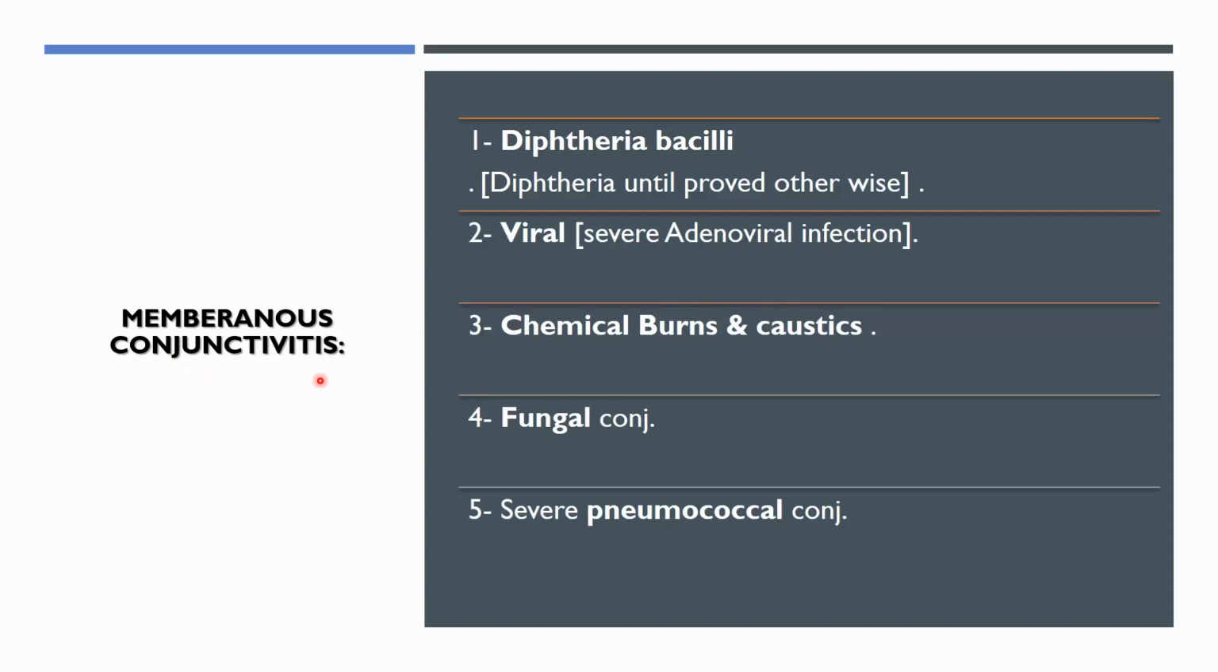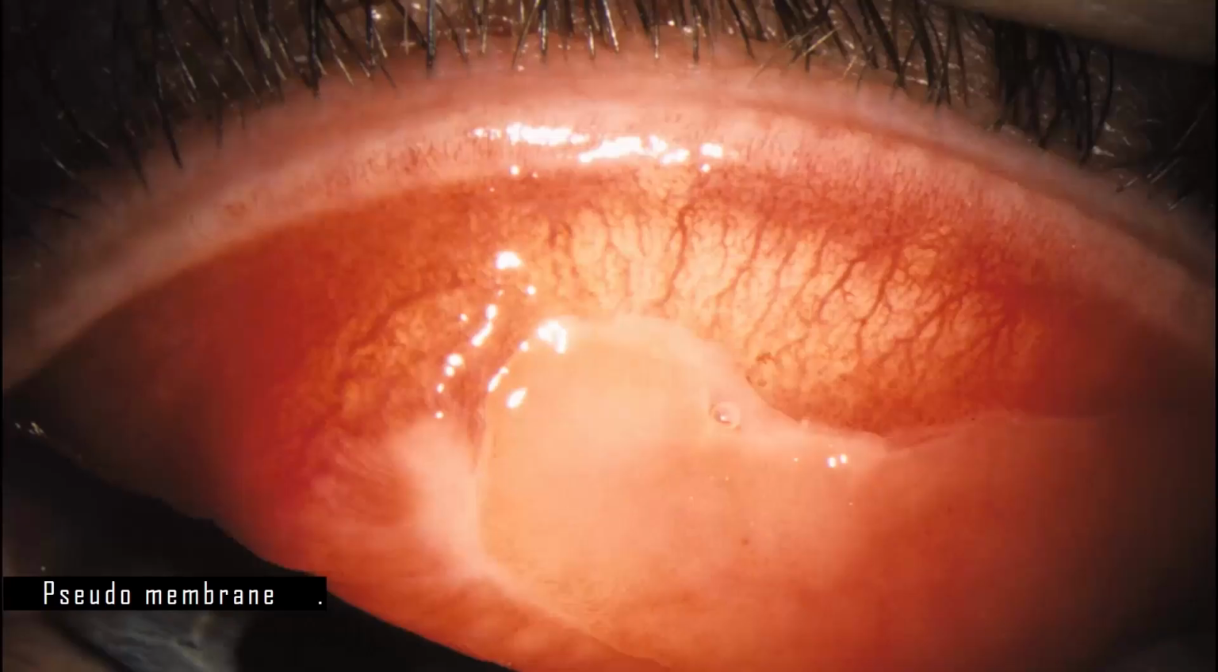Membranous conjunctivitis is an entity. Diphtheria bacilli are by far the most common organisms that can cause membranous conjunctivitis. Some viral infections can cause membranous conjunctivitis, as can chemical burns, fungal infection, and severe pneumococcal infection. There is also pseudomembrane. Any infection with sebaceous discharge can cause pseudomembrane. What's the difference between them?